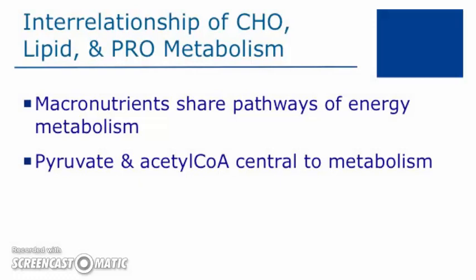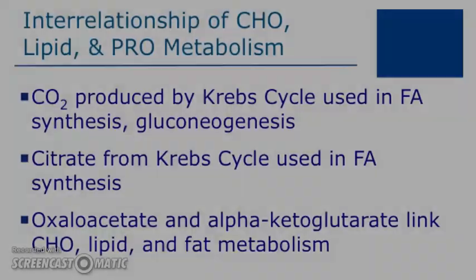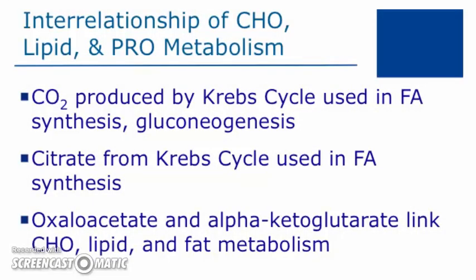As mentioned, we see that these macronutrients share pathways of energy metabolism, with pyruvate and acetyl-CoA being central intermediates. We see interrelationships between pathways. For example, we've seen that the carbon dioxide produced from the Krebs cycle is used in fatty acid synthesis, also in gluconeogenesis. The citrate formed from the Krebs cycle is used in fatty acid synthesis. We also see that oxaloacetate and alpha-ketoglutarate additionally link carbohydrate, lipid, and fat metabolism.